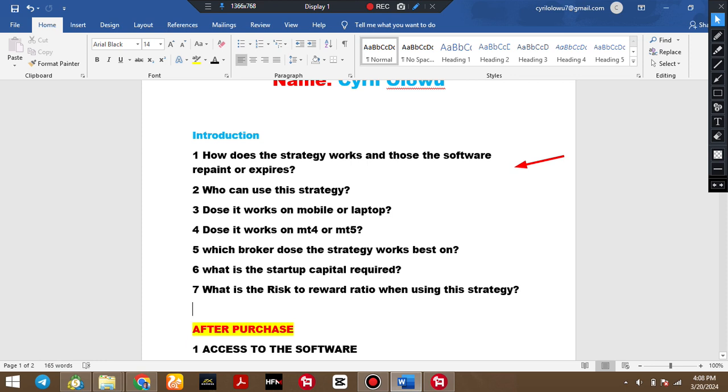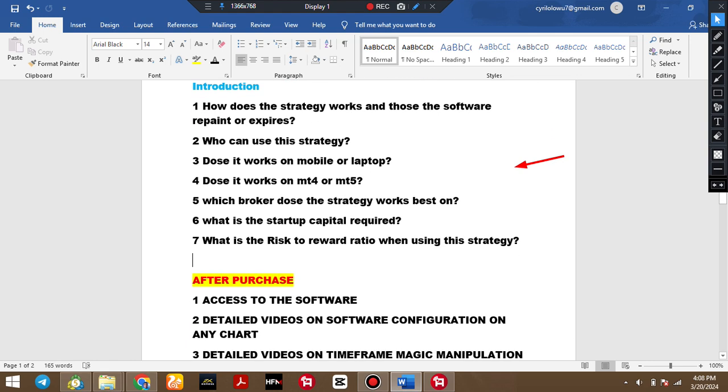What is the startup capital? You can start with as little as what you have, but the main thing is understanding the concept and how to enter. Because if you get the entry properly, even with $10 or $5, you can make huge bucks out of it. So that is just it.